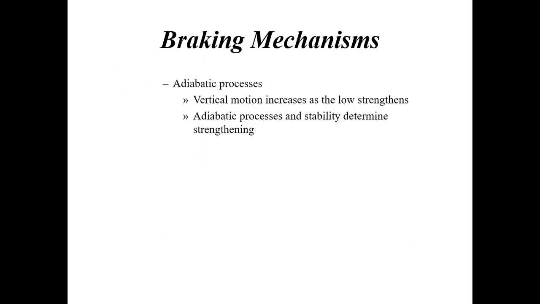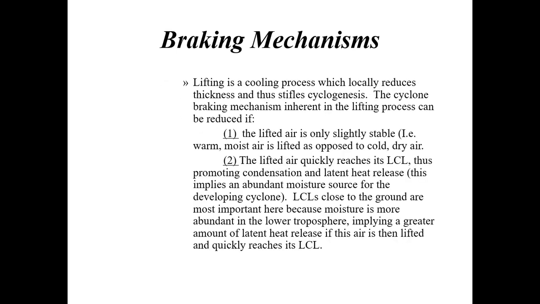Adiabatic processes are another braking mechanism for lows. Vertical motion increases as the low strengthens, so we get stronger upward vertical motion. Adiabatic processes and stability will help determine the strengthening. So, for example, with adiabatic lifting, the adiabatic process with lifting is a cooling process which locally reduces the thickness values and thus stifles or impedes cyclogenesis.